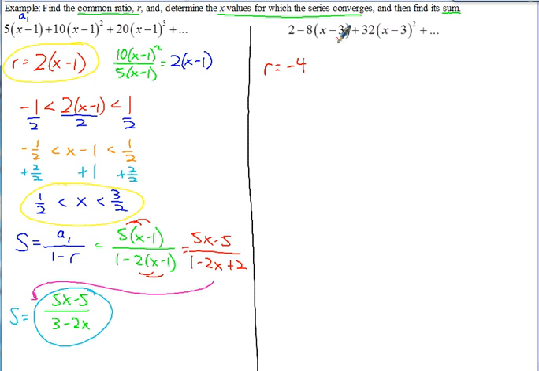And we've got this x minus 3. It doesn't appear in the first term. Here it's being multiplied by x minus 3. Here it's being multiplied by another x minus 3. So -4(x - 3) would be our common ratio.